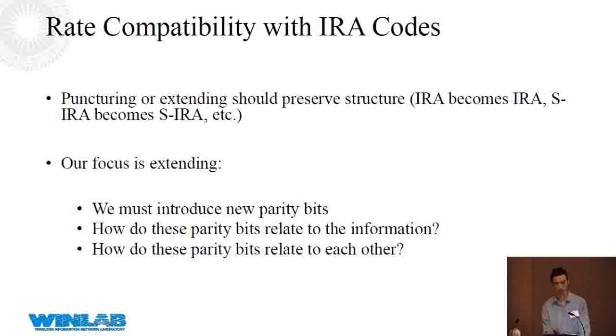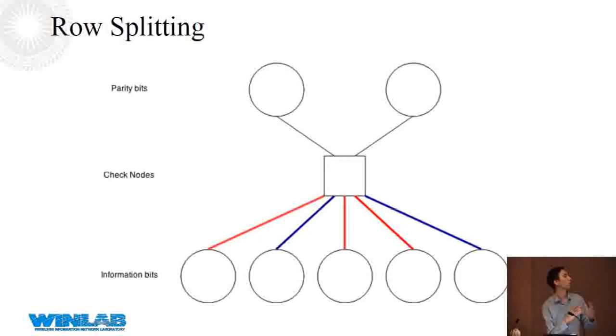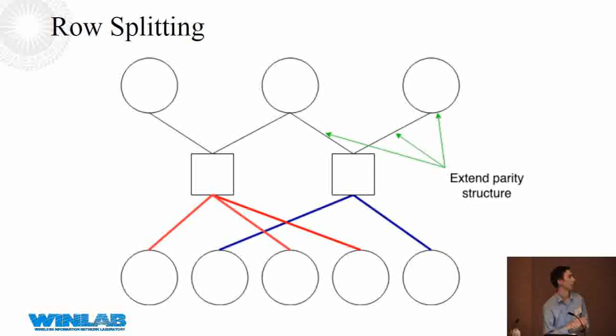The method, which I'm not going to get too detailed into, that we've adopted is called row splitting. Here we take our Tanner graph, we look at every single check node and the information bits that connect to it, and we partition it into two distinct sets, here the red and the blue set. We introduce a new check node and take those two partitions and put them onto the different check nodes. And what we end up doing is we just extend the parity structure naturally. This will create a rate-compatible set of codes, and when you do this for a very large number of different parity nodes, check nodes, you end up creating much larger codes that preserve this rate compatibility structure and can often offer us very good performance.